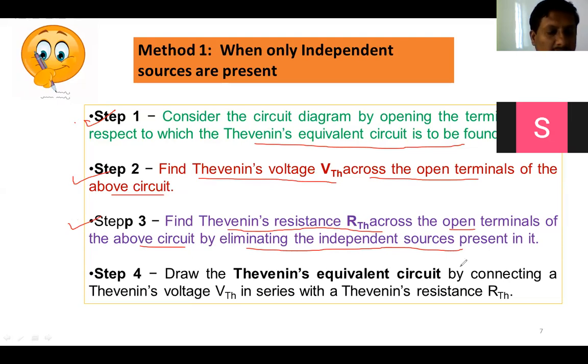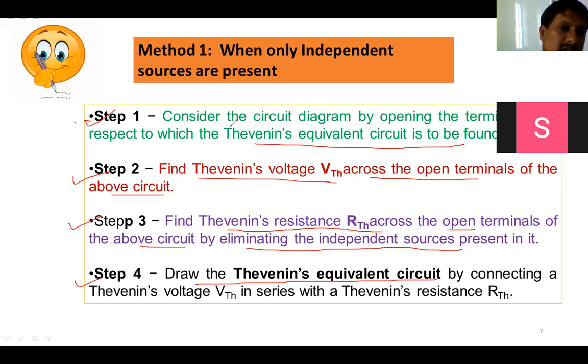which are open. And in step number 4, you have to draw the Thevenin's equivalent circuit by connecting Thevenin's voltage VTH in series with Thevenin's resistance RTH. Okay. Now simply, I will give one example. These are the 4 steps you have to remember.